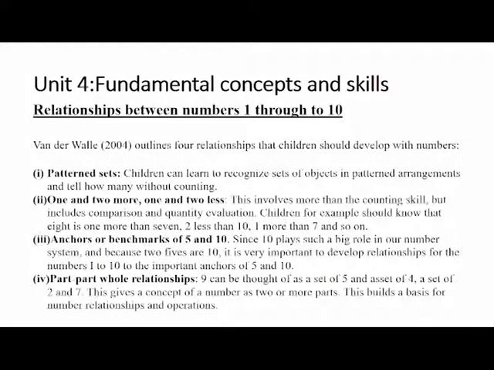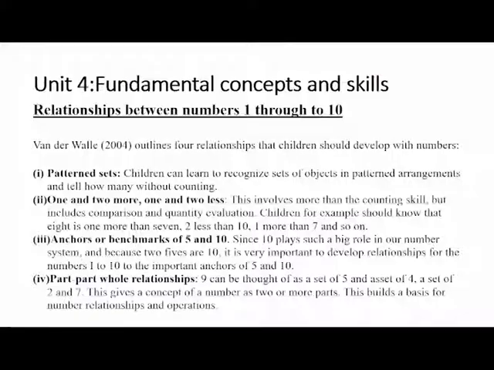The pattern set, 1 and 2 more, 1 and 2 less, anchors and benchmarks of 5 and 10, part-whole relationships. When it comes to numbers between 1 and 10, learners should have a relationship. How are these numbers related? Like the pattern set, learners should be able to recognize the set without counting, like the set in dominoes, for example. They should know that this is 5, this is 6, just by the way the numbers are arranged, without counting them.